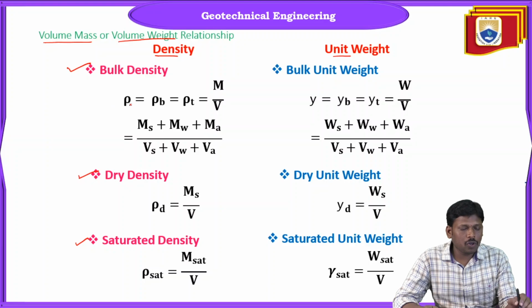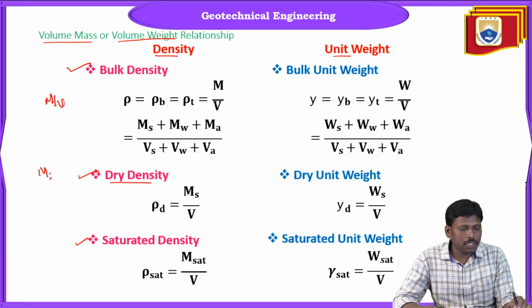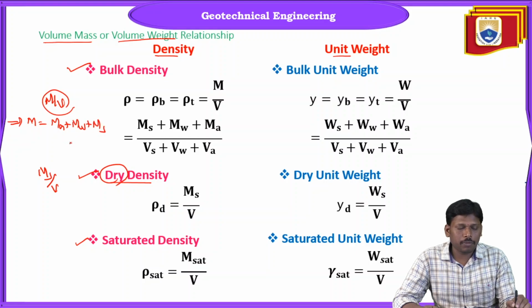The bulk density is equal to mass by volume, whereas the dry density is equal to the mass of soil by total volume. The three-phase diagram says the mass is the mass of air plus the mass of water plus the mass of soil. In the case of dry mass density, out of these three components, we consider only the mass of soil and the total volume. So dry mass density is defined as the ratio of mass of soil to the total volume, and it is denoted by the symbol rho suffix d.